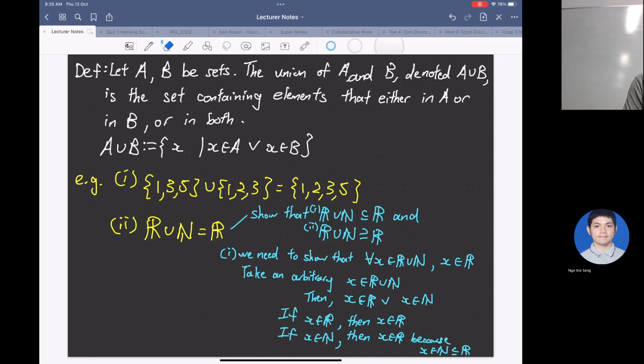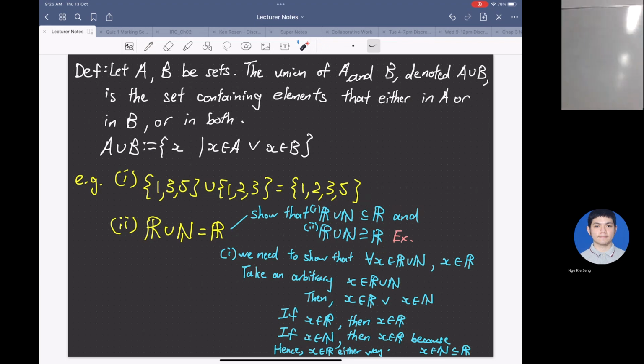So you prove that x is in R either way. Yeah, so this is how you show the set inclusion. The other way, you can try on your own as an exercise. Okay, next.